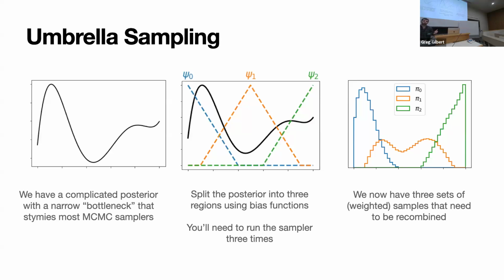It's easier to draw your umbrellas when you know something about what you expect the posterior topology to look like. There are prescriptions for how you can just automatically generate umbrellas if you don't know what the posterior topology looks like. So you don't have to have that prior knowledge, but the more you have, the easier it's going to be, the faster your sampler is going to run.